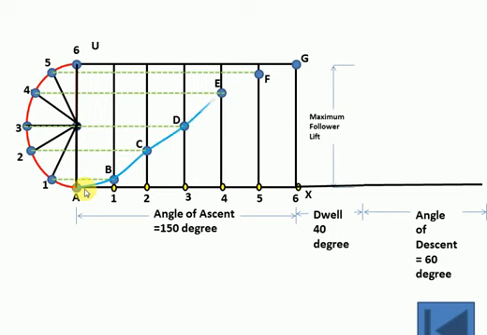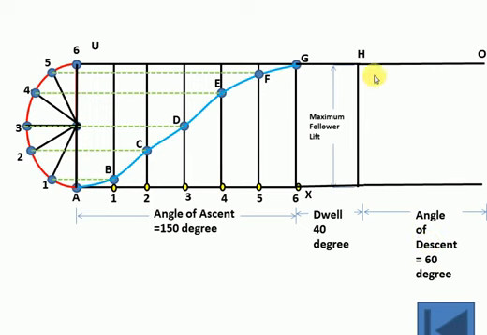And this represents the displacement of the follower during its angle of ascent when it is following a simple harmonic motion. Then we have a dwell for 40 degree. Then we have the angle of descent as 60 degree, and it is descending with uniform velocity.